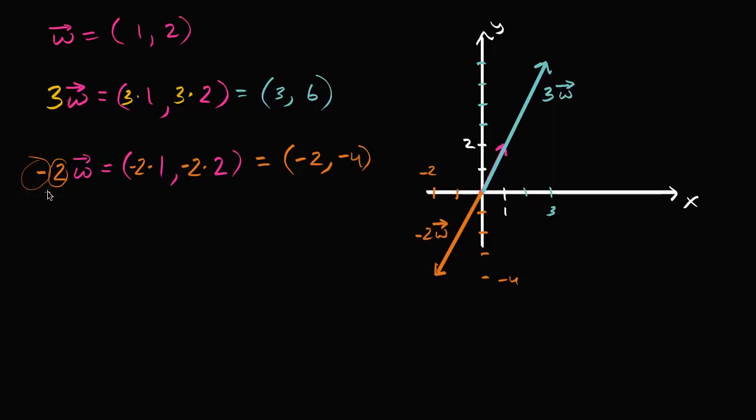So hopefully this gives you a little bit of intuition of what it means to scale a vector. I mean, literally the word scalar, let me write it down. Scalar. That's a scalar. It has the word scale in it. It's literally just scaling the vector. It is changing its magnitude. It might flip it around because of a negative sign, but it's essentially changing its magnitude, scaling it up or down or flipping it around with a negative sign.